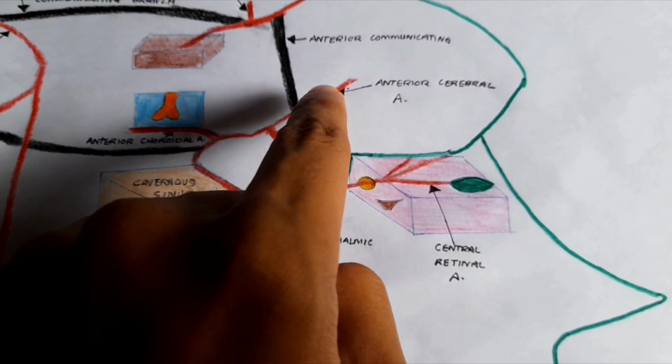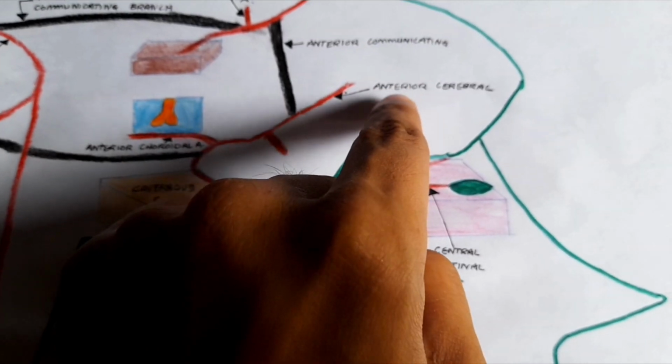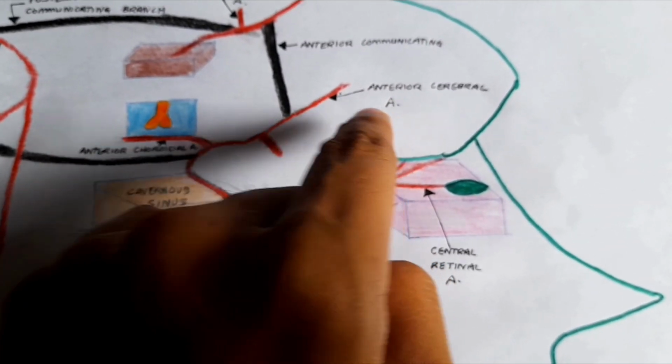This branch is the middle cerebral artery. From the name middle cerebral artery, we know that it is supplying the middle part of the cerebrum. So this artery, the branch here. And then as we move on, we have another branch, which is the anterior cerebral artery.